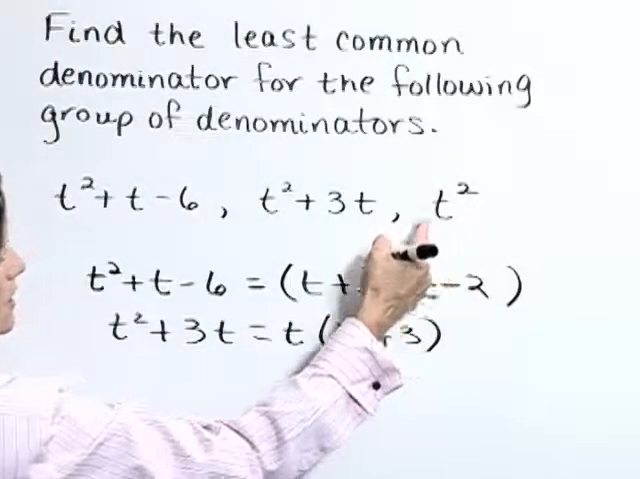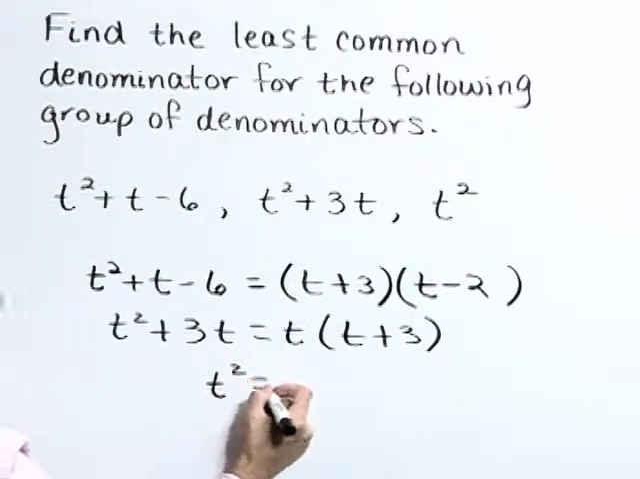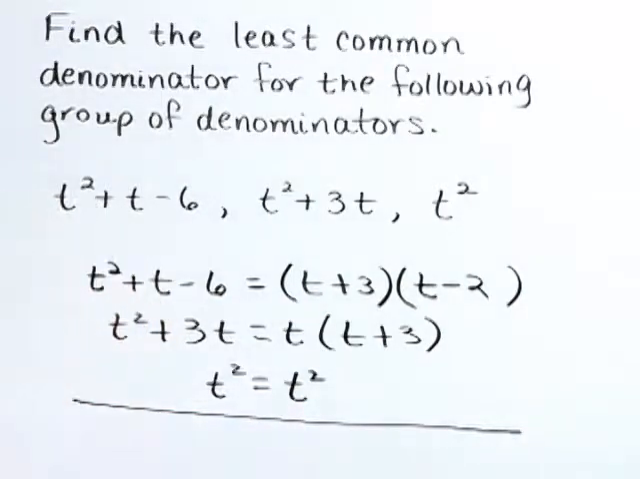That last denominator, let's say t squared, well, it's already in factored form, so I'm just going to reproduce that and write that's the same as t squared.